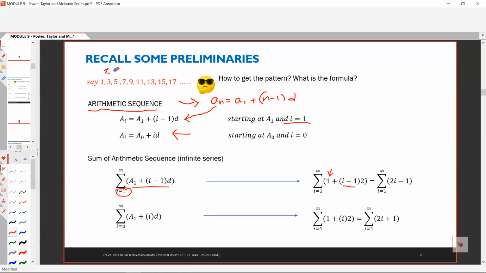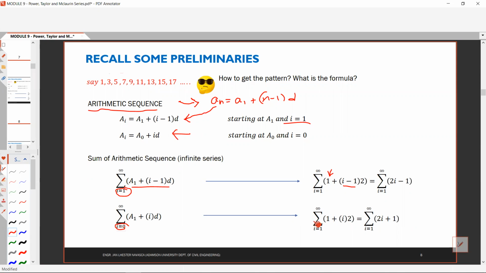Okay? So therefore, if we simplify this arithmetic sequence, that is 1 plus 2i minus 2, that is 2i minus 1. Okay? So if you want to start naman sa i equals to 0, okay, pansin nyo that is i equals to 0. So the arithmetic sequence is this one.